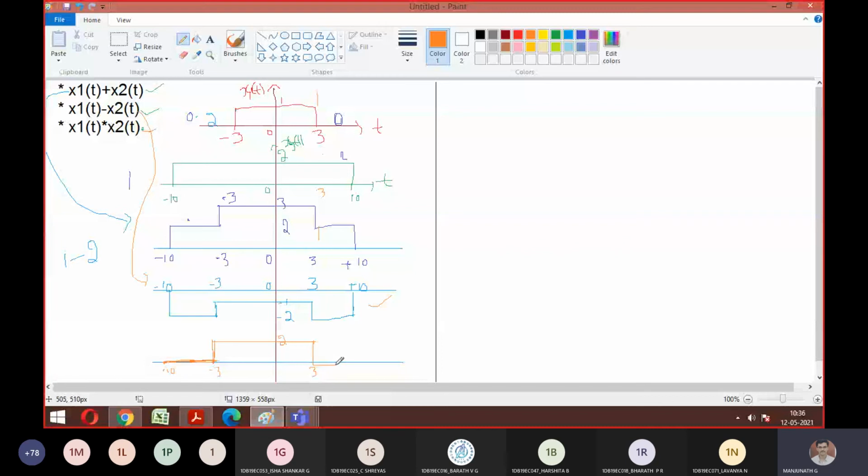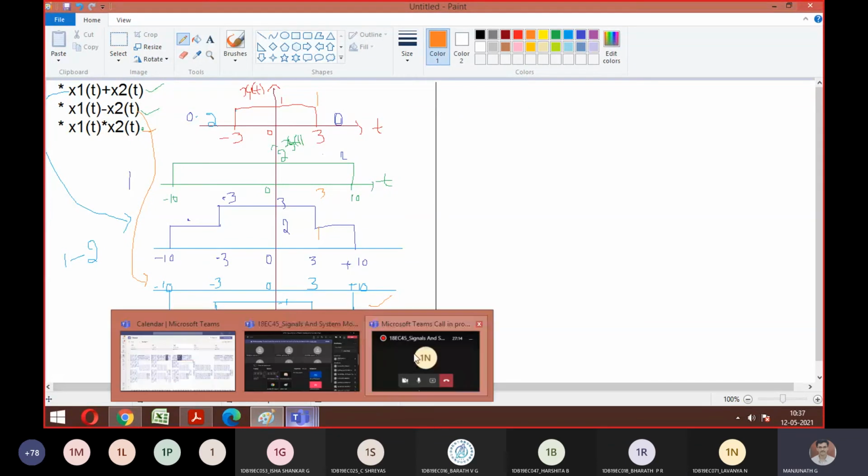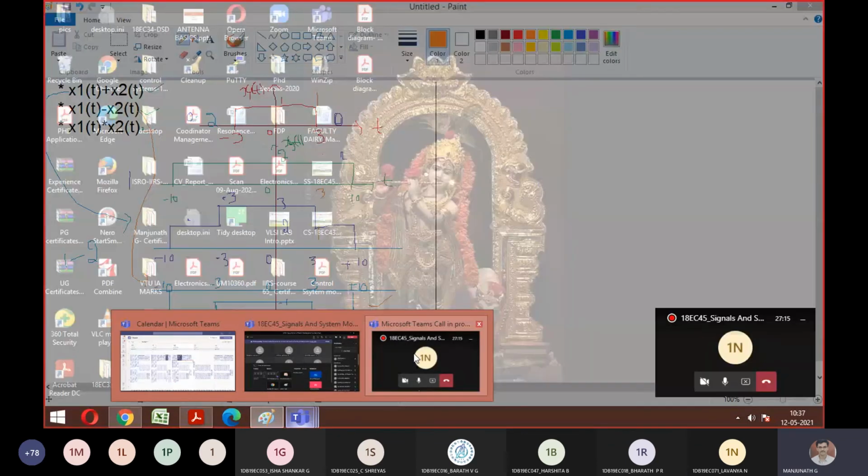Any doubts how we did addition, subtraction, multiplication? See why I'm asking: the next level of problem is only multiplication, because you already got the idea how to perform addition. If you want, you can do addition and subtraction later. We'll concentrate only on multiplication. Is it okay to everyone? Any doubts? If you have, you can ask.